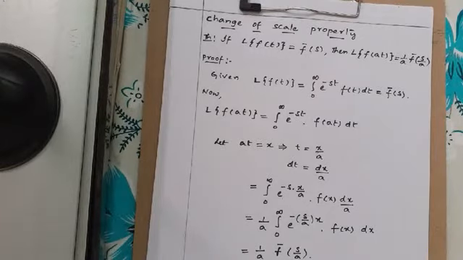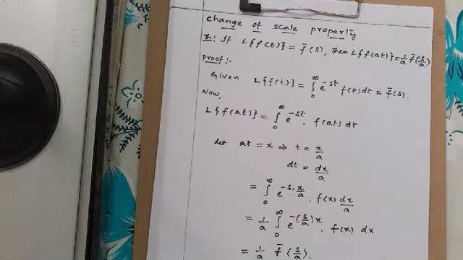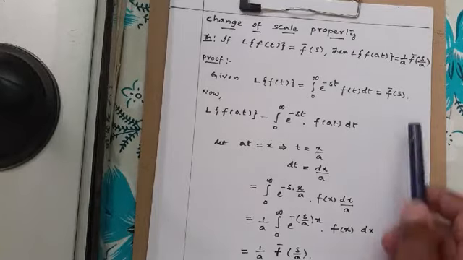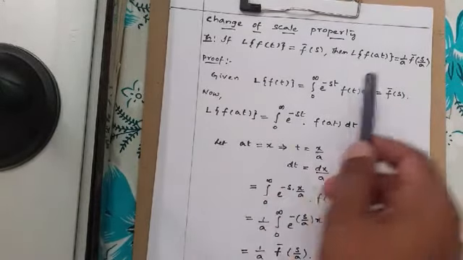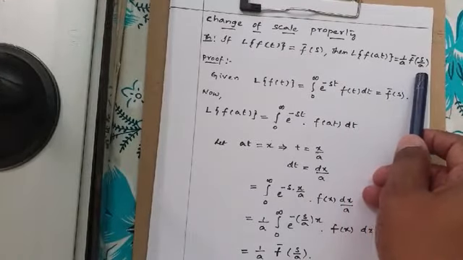Now in the proof, what we do: first we write L of f of t, that is integral 0 to infinity e power minus st f of t dt, which is equal to f bar s. Then it is asked to prove L of f of at is equal to 1 upon a f bar s by a.